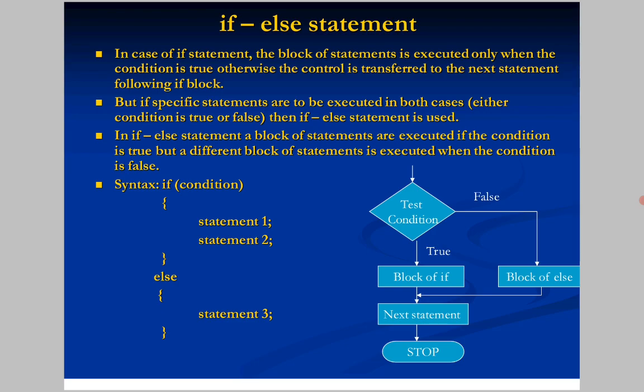So this is the flowchart of the if else statement. If the given condition is true, some block of statements is executed, otherwise another set of statements is executed. This is called the if else statement. First of all, the given condition is tested to see if it is true or false. If it is true, then statement block 1 is executed. If it is false, then the other statement is executed.